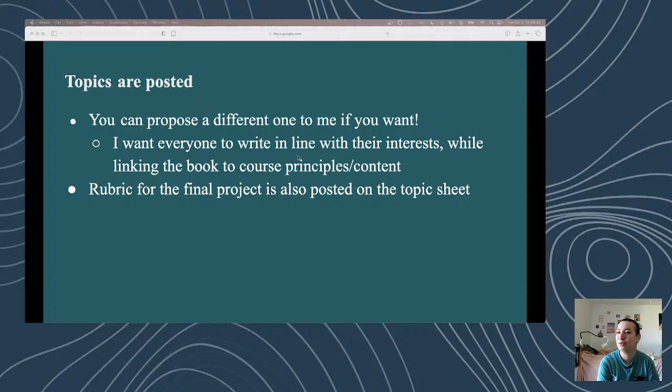So if you feel like a topic of interest isn't proposed to you, let's chat about it, and I want to find something that's interesting to you that you can meet this assignment with while linking the book to course content. Yeah, the rubric is in the topic sheet. But yeah, 40 different topics-ish you can pick from. Feel free to email me if you want to chat with me about anything.